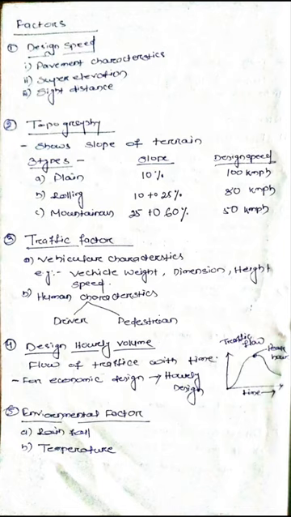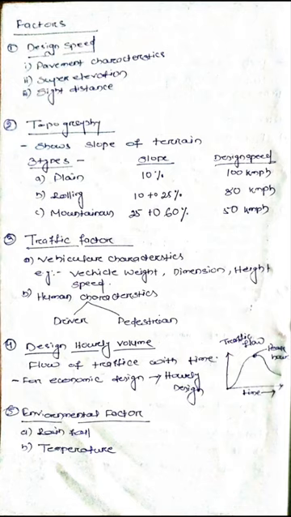Then super elevation, which we will discuss in a later day of this chapter. Then sight distance, the minimum distance a driver can see. Then topography shows slope of the terrain. Terrain means region, and slope means upward or downward. There are three types of terrain: plain, rolling and mountainous regions.